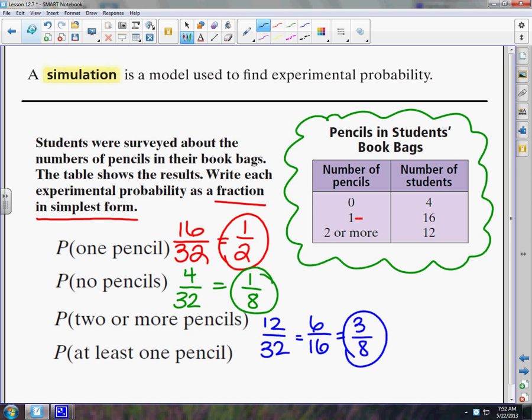And then lastly, what's the probability of at least 1 pencil? So that would be both of these, at least 1. So that would be 28 over 32. So I just keep cutting them in half. 14 over 16, 7 over 8.